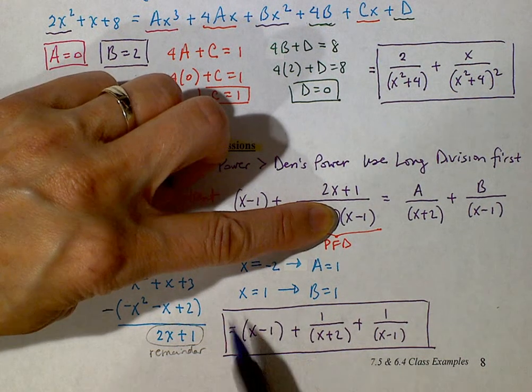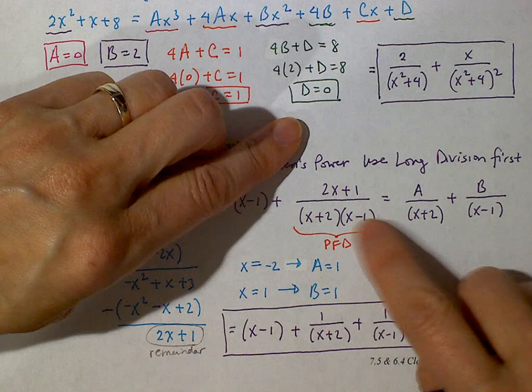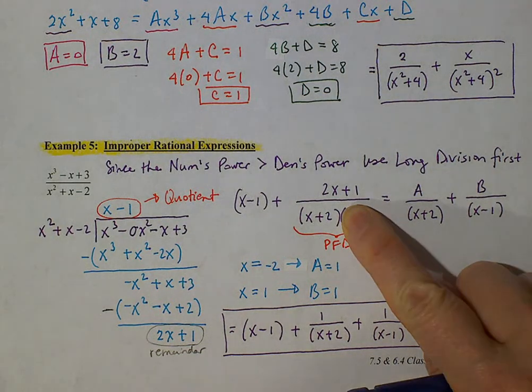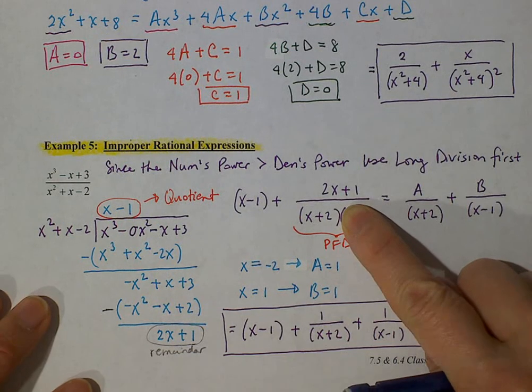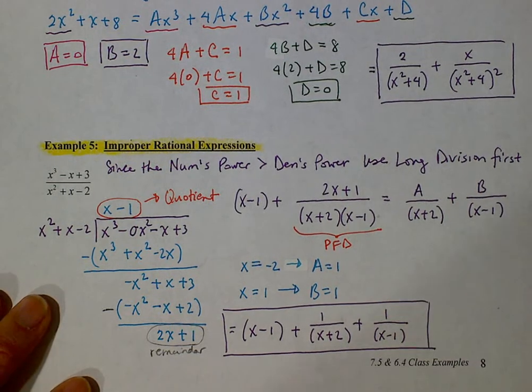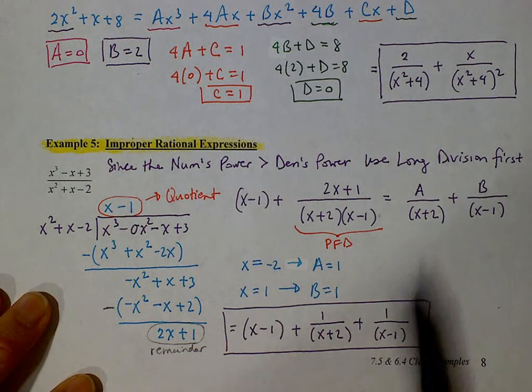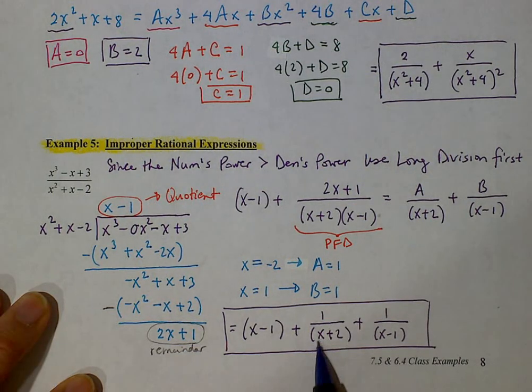And then with this one, I let x equal 1, and so if I cover up this one here, then I have 3 over 3, which is 1. So both a and b are 1. And then my final answer is x minus 1 from this, and then a is 1, so it's plus 1 over x plus 2, plus, and then b is a 1 over x minus 1.